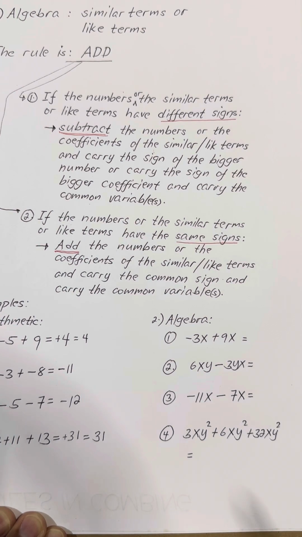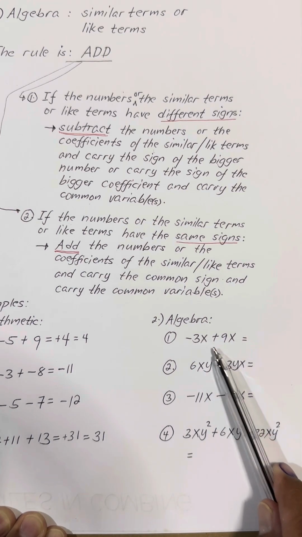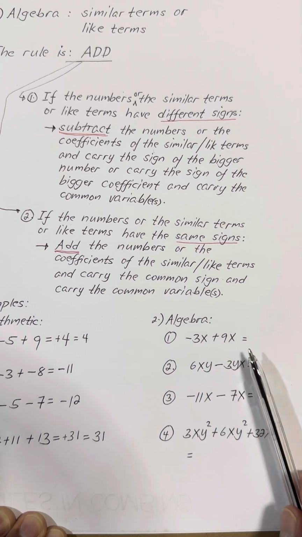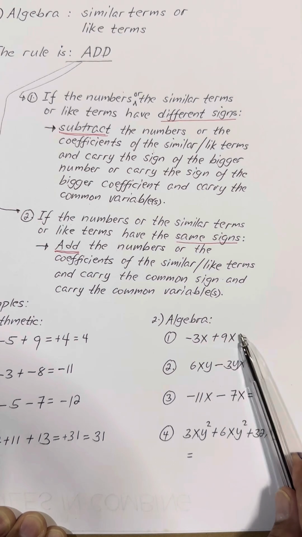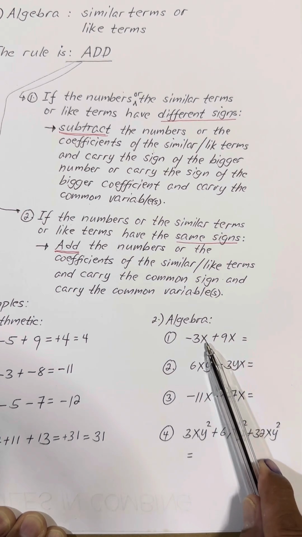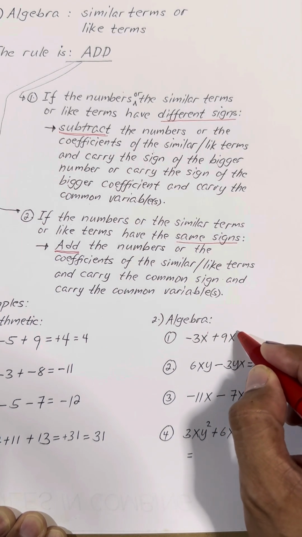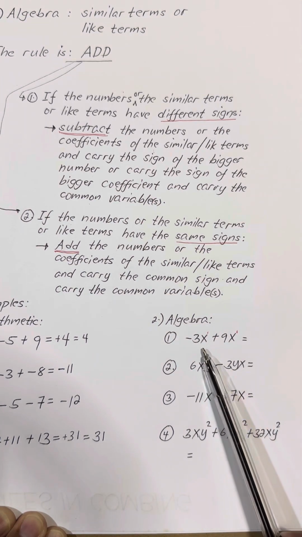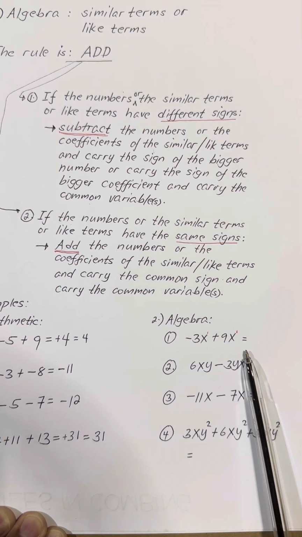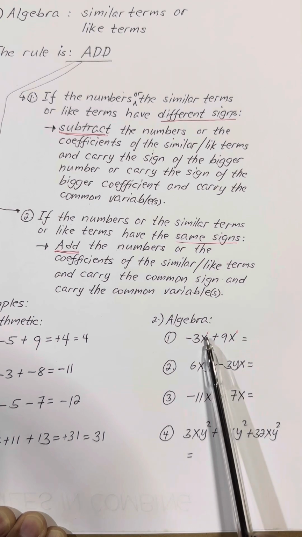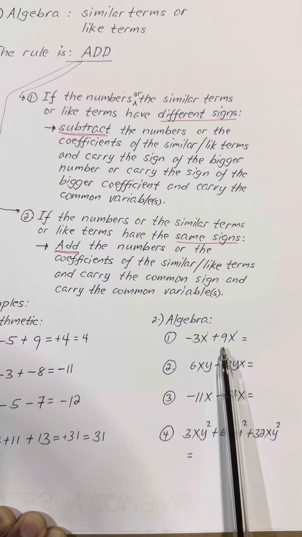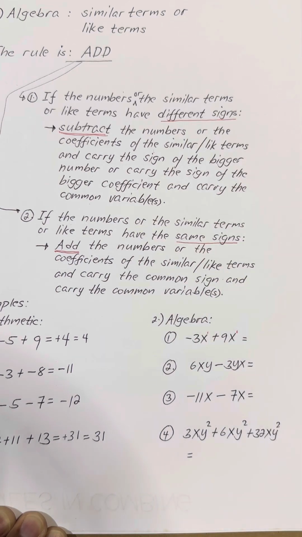Just a little review of what similar terms are. The terms are similar or like if they carry the same variable, and the degree, that is the exponent of the variable, is the same. In this case, we don't see the exponent of the variable, so that is understood to be 1. They are considered similar or like terms because they have the same variable and their exponents are the same. So if they're similar, then we can combine. You apply the rules in combining similar terms.